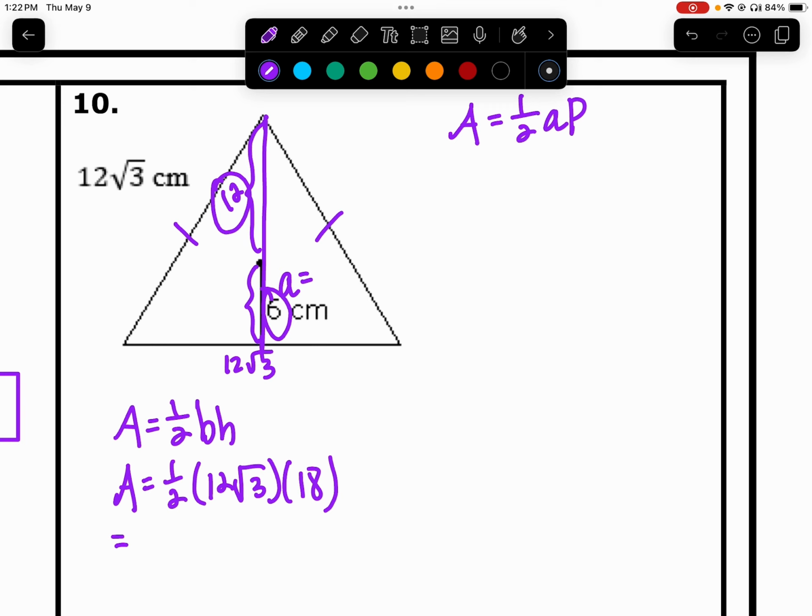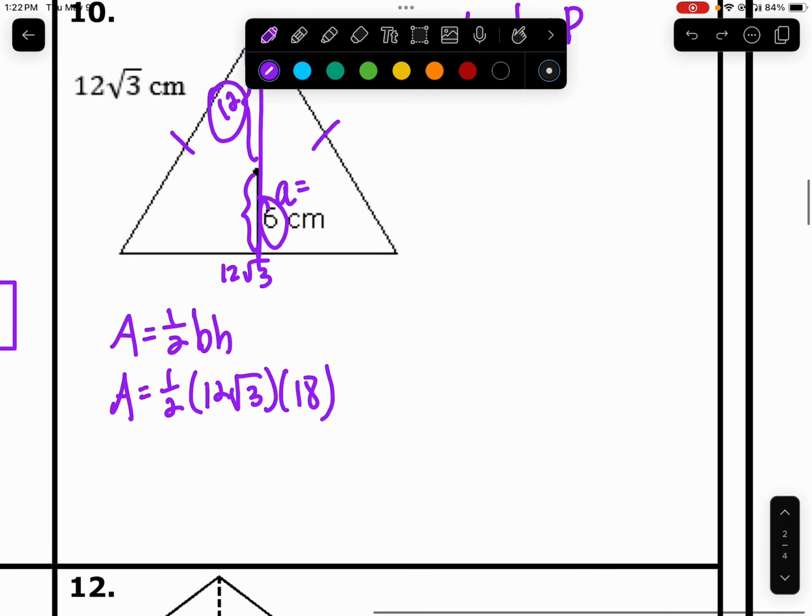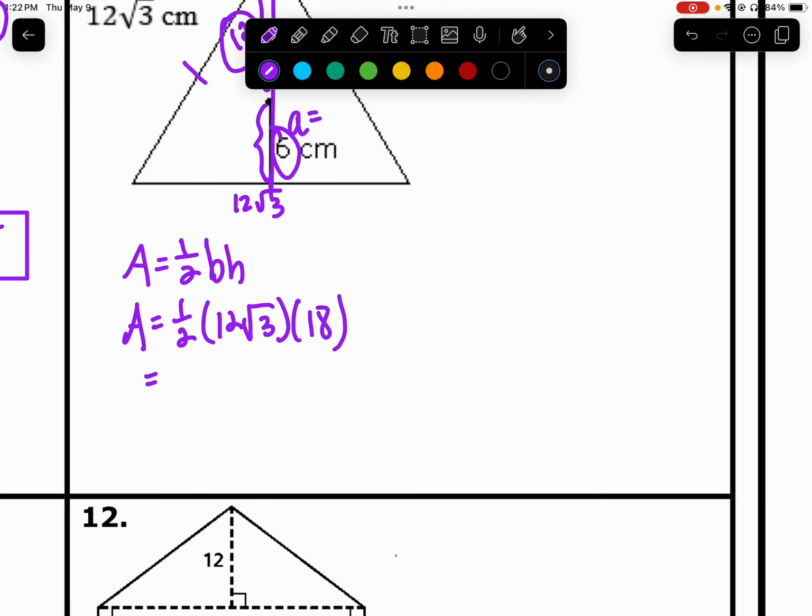So you could do that, and then that would give you, let's see, 1/2 of 12 is 6, and you can just multiply that by 18. Was that 108 times the square root of 3?